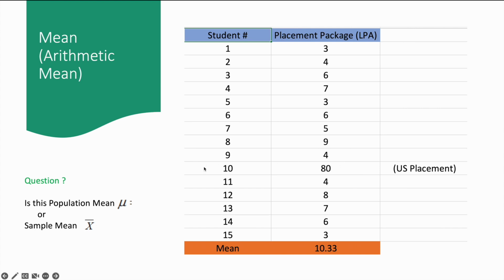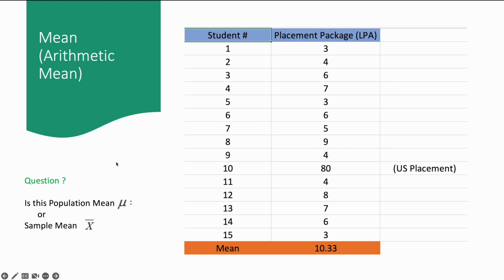One important thing to note is that the 10th roll number got lucky and got a US placement, so probably he got a 100k salary in US dollars, which converted into Indian rupees is like 80 lakhs. So you can see there is a big number present over there. Now, if we have to calculate the mean, how are we going to do it? We are going to sum all these numbers and divide by how many? Divide by 15. If we sum everything and divide by 15, that comes to 10.33 lakhs per annum.